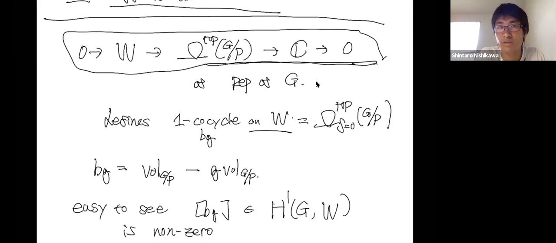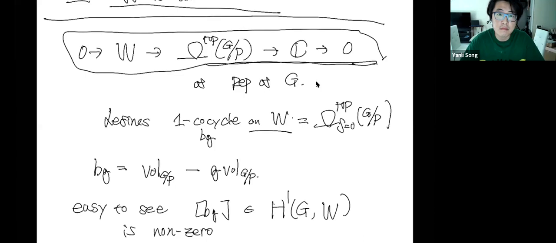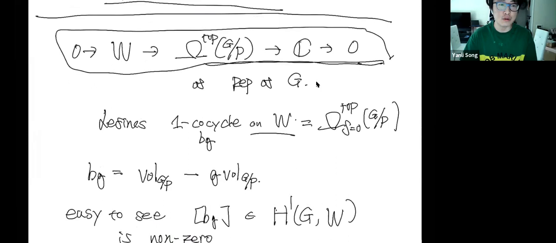But for real rank, that's my guess. Because it's real rank one, it's a group one cocycle. And if you go to higher rank, maybe you have to go to something higher.